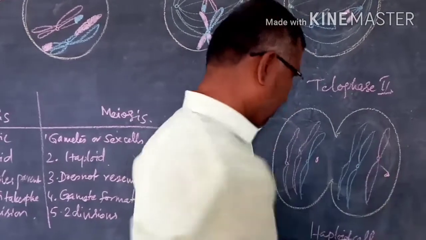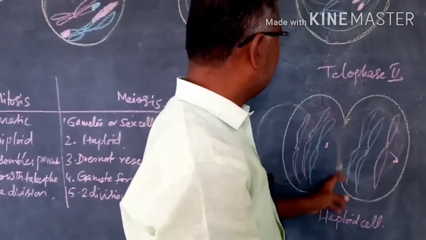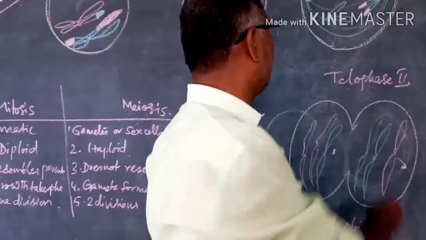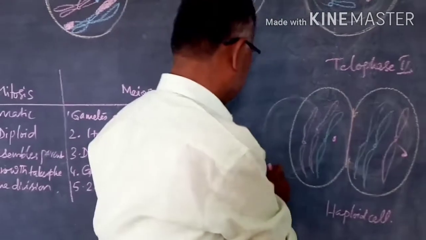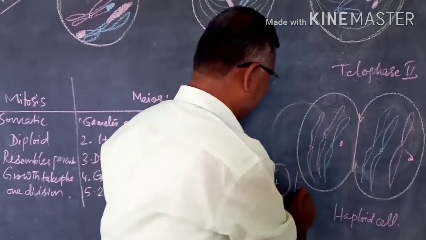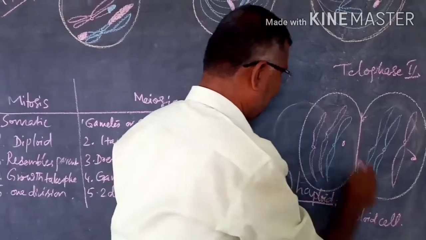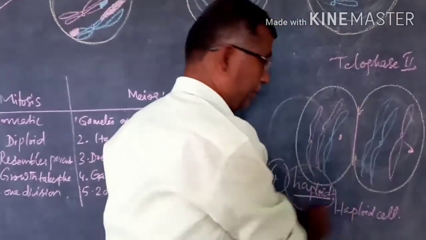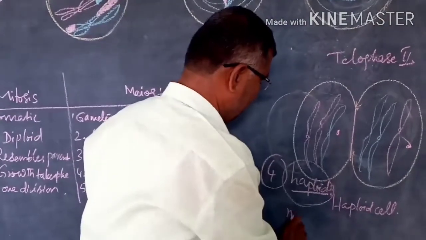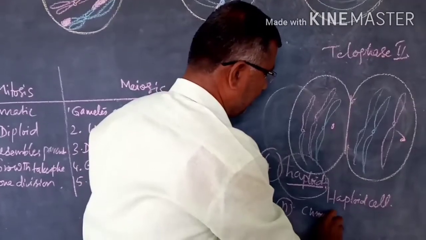This is the telophase. And also cytokinesis. The division of cytoplasm is known as cytokinesis. The cytokinesis divides into 2. At the end of this, 4 haploid cells are formed. Why? During meiosis, haploid cells are formed. Understand? So this is to maintain the chromosomal number.